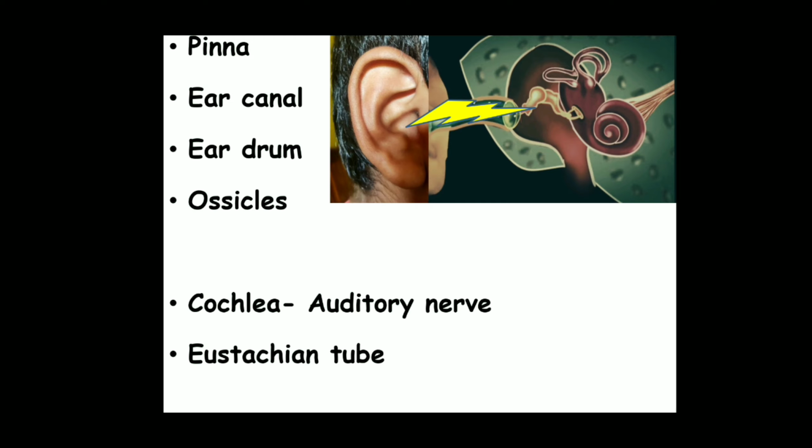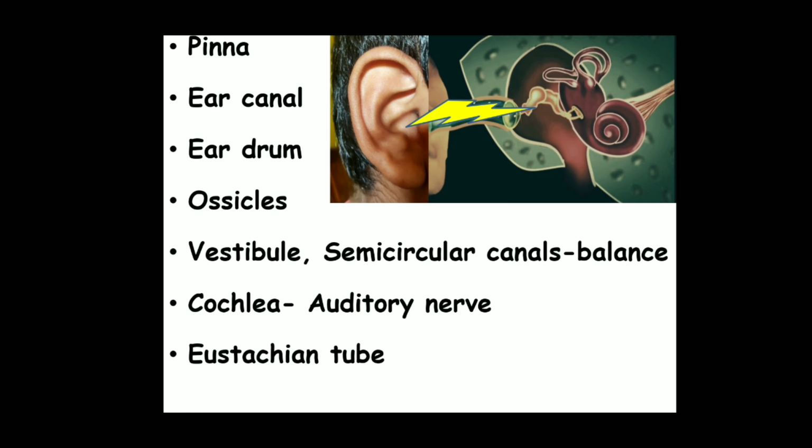When you look at the inner ear, the parts are the vestibule, semicircular canals, and cochlea. Semicircular canals are the ones helping you with balance, and the cochlea is always connected to the auditory nerve. It means the cochlea converts the sound waves to neural signals, and these are taken by the auditory nerve to the brain. The auditory nerve is your eighth cranial nerve. And then you also have the Eustachian tube, which connects the nasopharynx and the middle ear. So this is in general and in short about the ear.